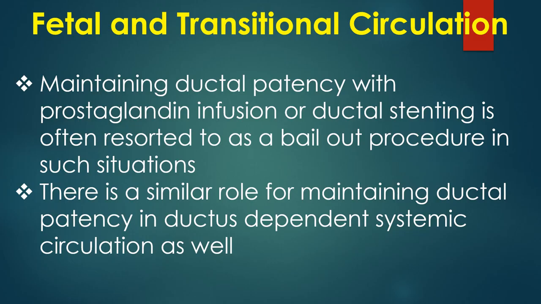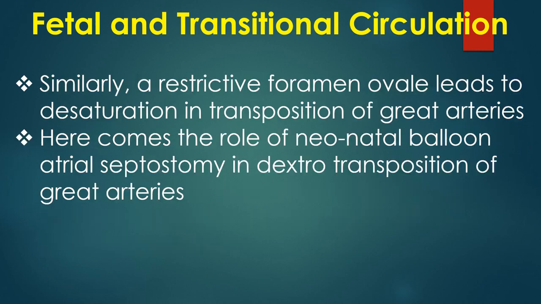Maintaining ductal patency with prostaglandin infusion or ductal stenting is often resorted to as a bailout procedure in such situations. There is a similar role for maintaining ductal patency in ductus-dependent systemic circulation as well. Similarly, a restrictive foramen ovale leads to desaturation in transposition of great arteries. Here comes the role of neonatal balloon atrial septostomy in dextrotransposition of great arteries.